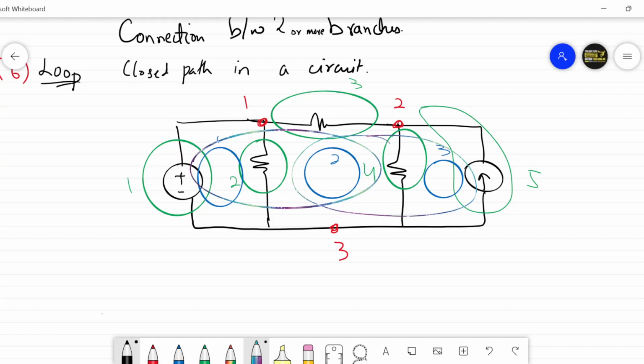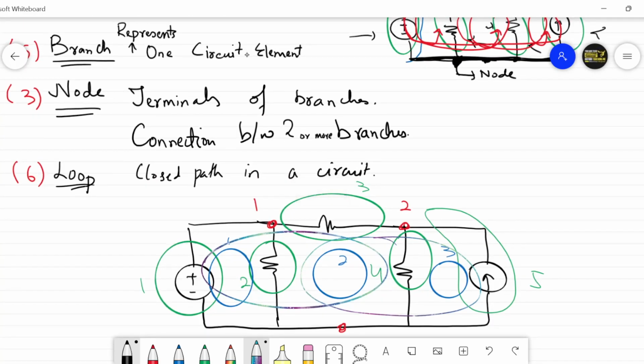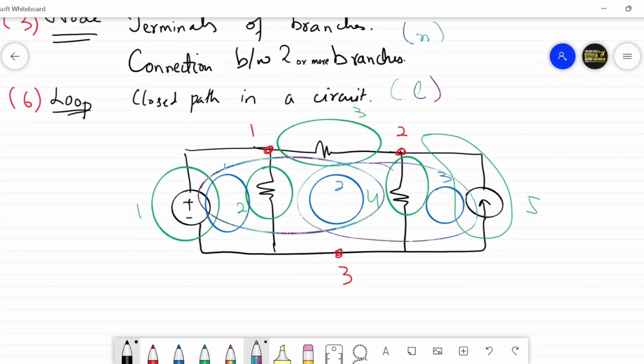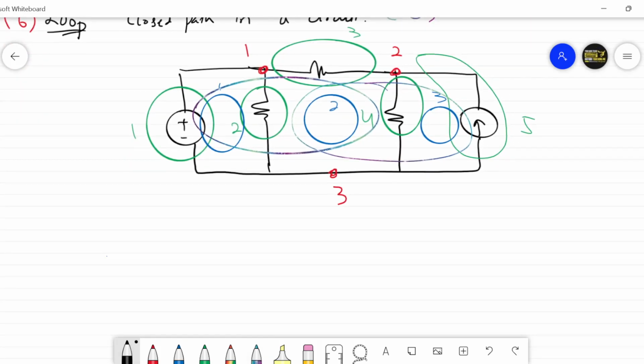Now, if I say that B will be denoted by small b, n will be denoted by small n, and loop will be denoted by small l, then there is a formula that relates all these three. B is equal to L plus N minus 1. So if we have identified three loops and three nodes here, the number of branches in this circuit has to be 5. That's actually true for this case.